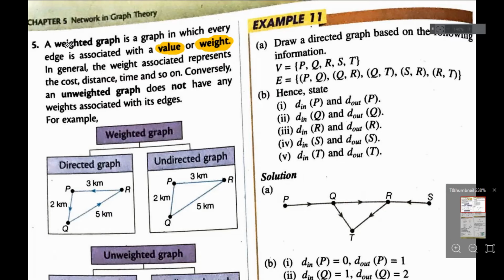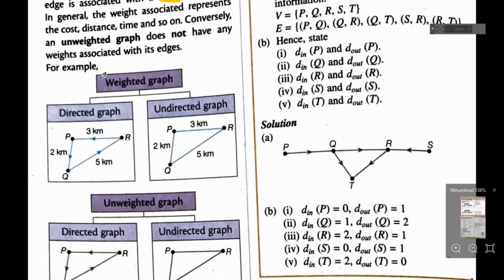Now let's look at the weighted graph. So what is a weighted graph? A weighted graph is a graph in which every edge is associated with a value or weight. An unweighted graph does not have any weight associated with its edges. For example, this one, a weighted graph. We will have a value, or we call it weight, either for a directed graph or undirected graph. As long as we have weight here, then this is called a weighted graph.